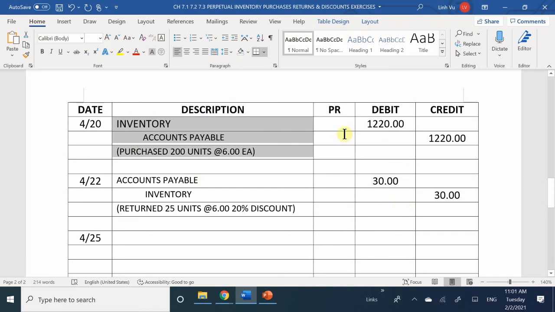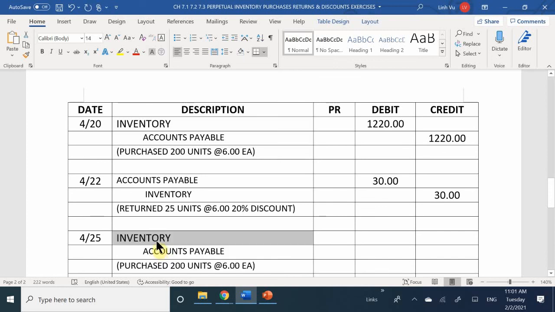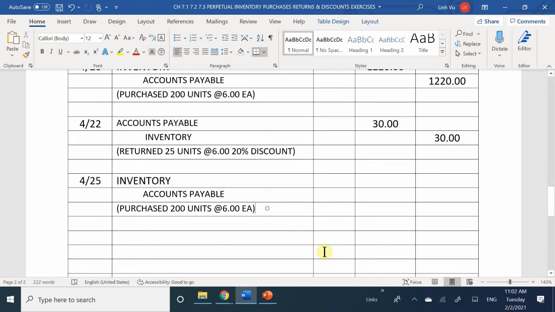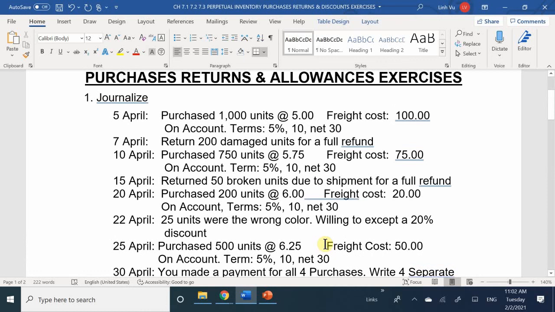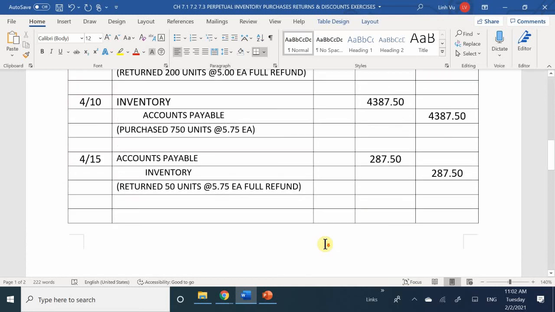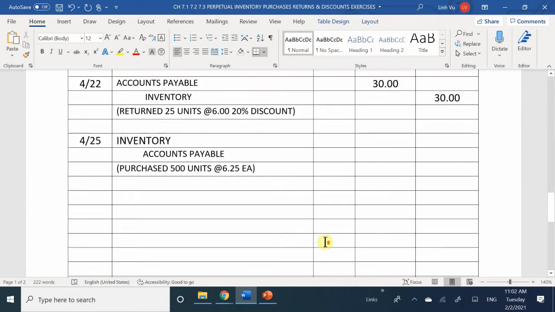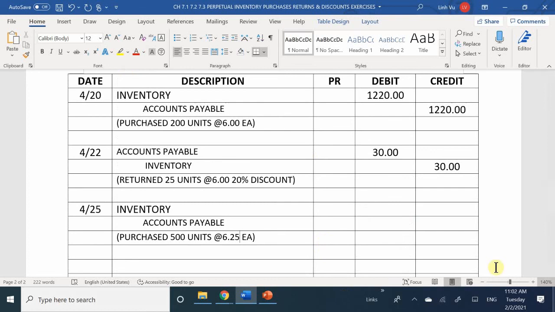Inventory, and accounts payable. And it was 500 units at, sorry, $6.25. Therefore, plus my freight was 50. So what is my total amount of inventory I have here? 3,075. Good.